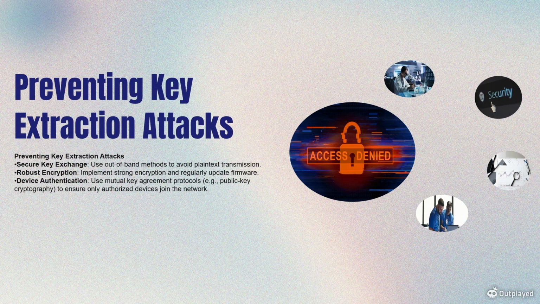So to prevent such attacks, it is crucial to implement secure key exchange mechanisms. One approach is to use out-of-band methods for key distribution, ensuring that keys are not transmitted over the air in plain text. Additionally, implementing robust encryption and regularly updating device firmware to patch known vulnerabilities can significantly enhance security. Manufacturers should also consider using device authentication and mutual key agreement protocols, such as those based on public key cryptography, to ensure that only authorized devices can join the network.